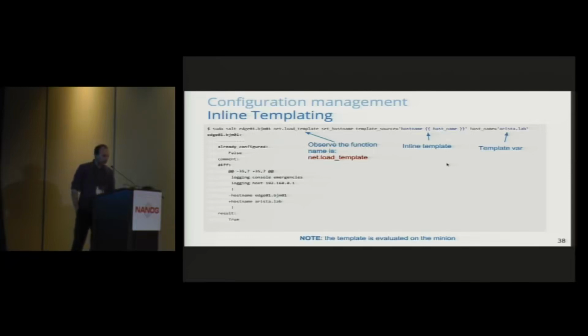But instead, we start looking at templating. This command is called net.load_template. Then you specify a name for it, how it will be identified in the logs. For the moment, we'll see something that again is not for production, it is for exemplification. You have inline templating, and you replace your variable with this host name. Between the double curly brackets will be replaced with this text.